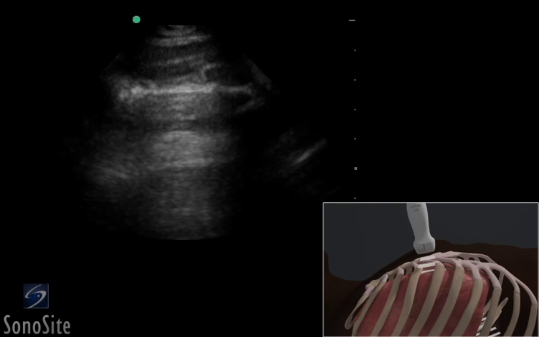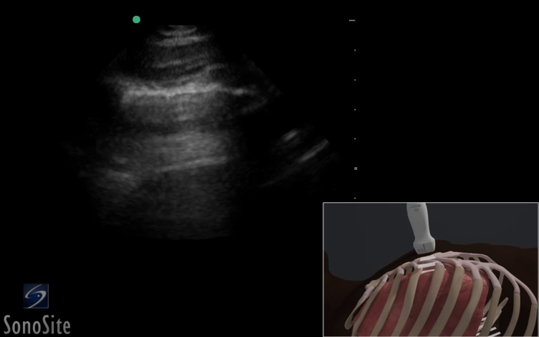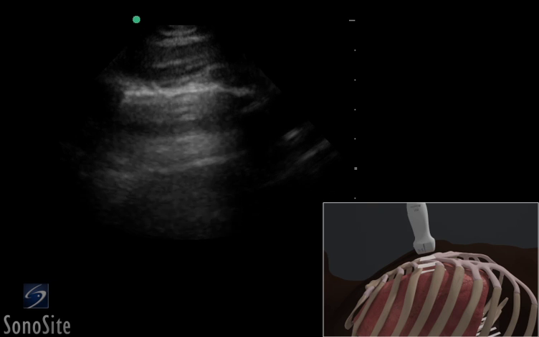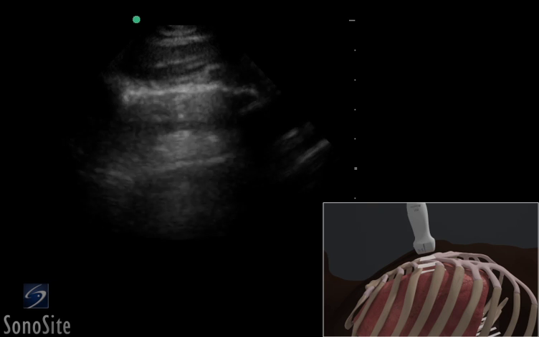A phased array transducer with a lung exam type is used to evaluate lung sliding. The anterior, lateral, and posterior zones of the chest wall should be evaluated.